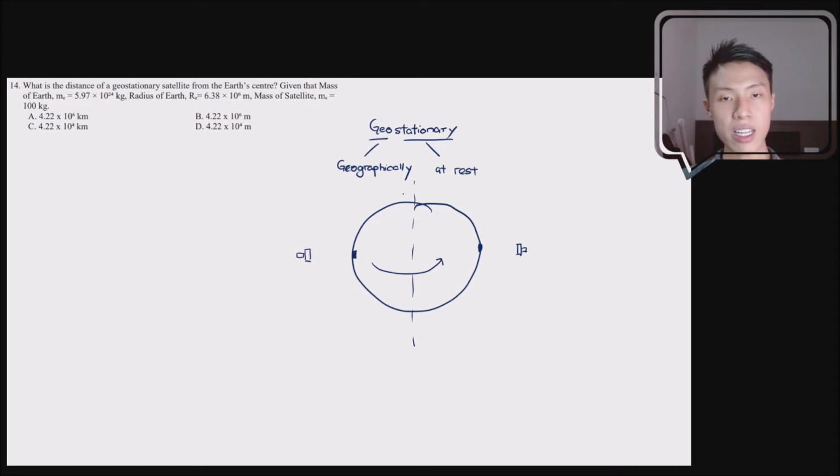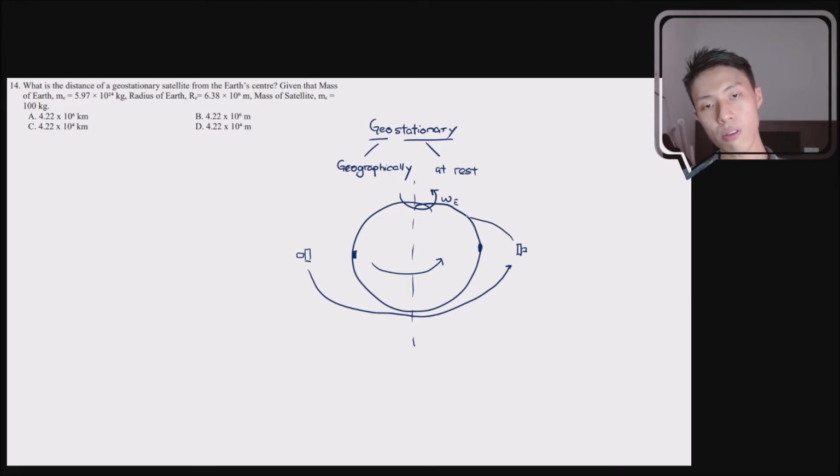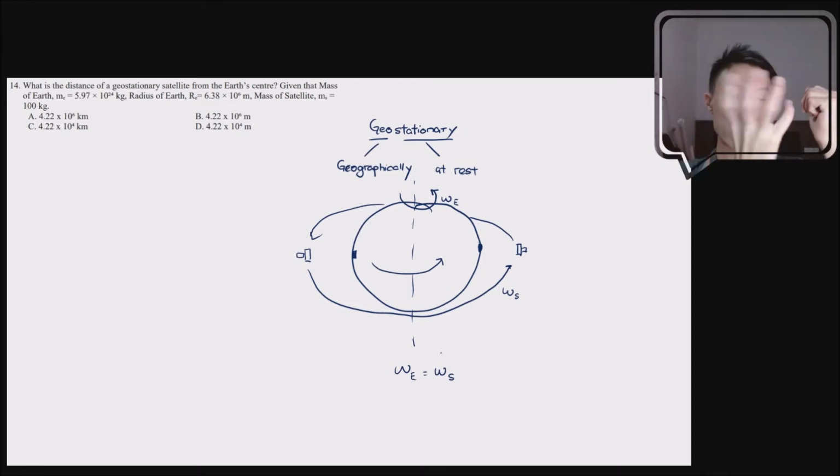So that means that if the Earth is spinning with angular velocity of omega, then you know that the circular motion of this geostationary satellite should also have the same omega. So you know that omega for Earth and the omega for the satellite should be the same. Or else, if the Earth is rotating faster, then Malaysia will overtake the satellite.